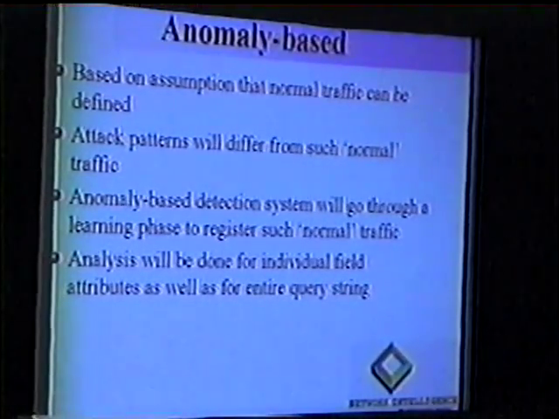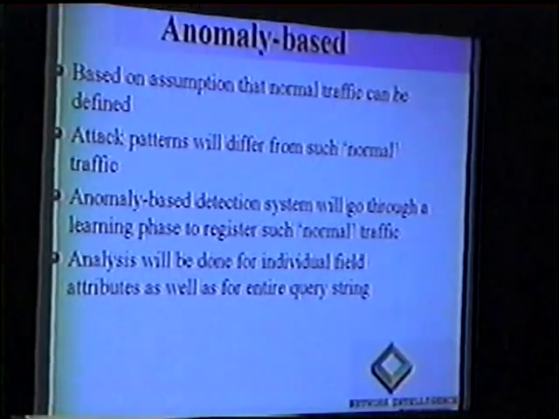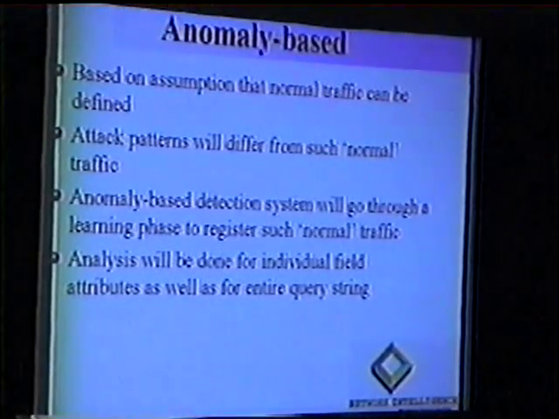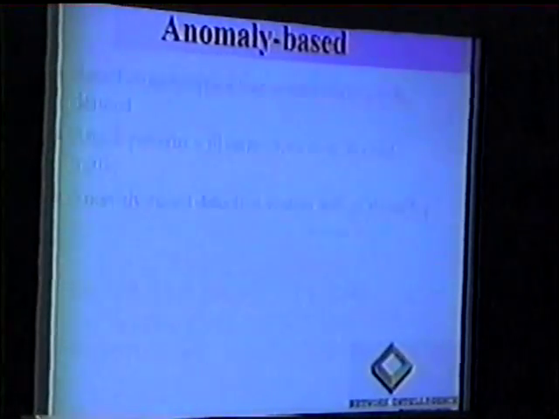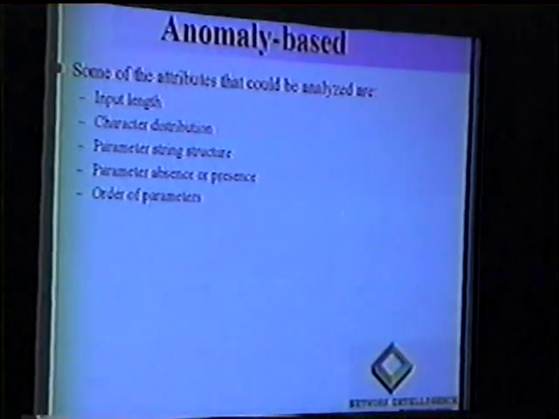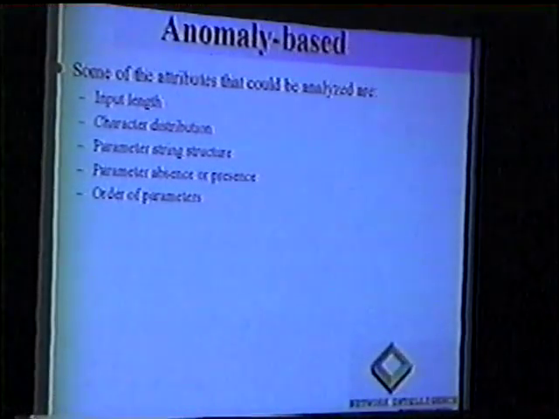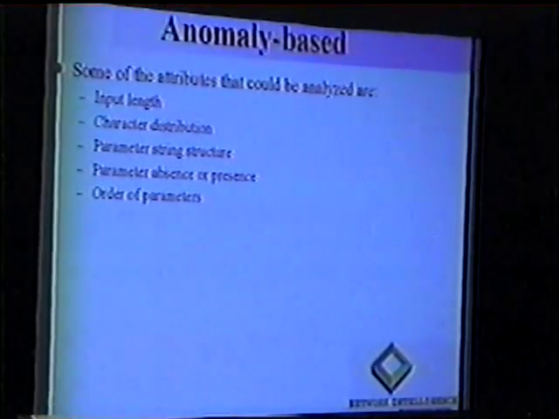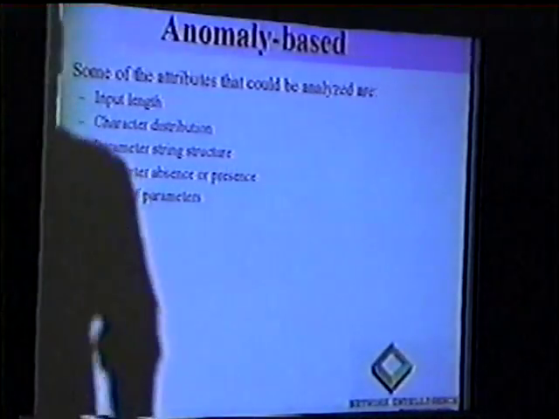Anomaly-based detection is based on the assumption that you can actually define normal traffic. Whether it's a network-based IDS which works based on anomaly detection, or any other application-level IDS, it will go through two phases. One is the learning phase and one is the detection phase. In the learning phase, what we are typically going to be looking at is the input length, which fields will have what kind of input lengths, any variance from that will be flagged off, character distribution or parameter string structure. Here you could use finite state automata or language theory, and that's what typically most of the products use.